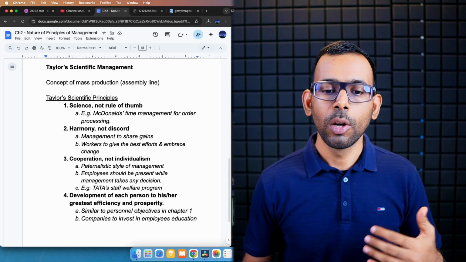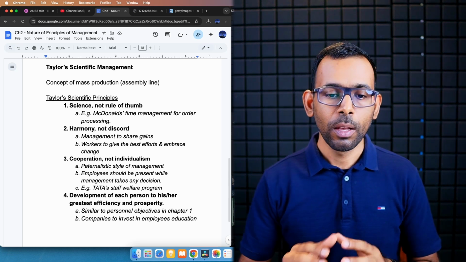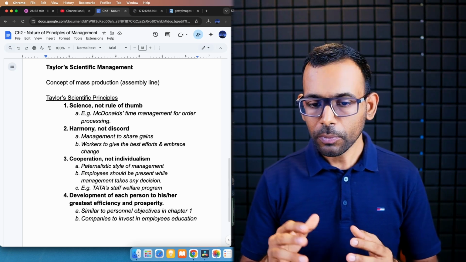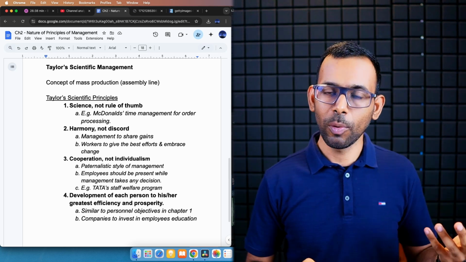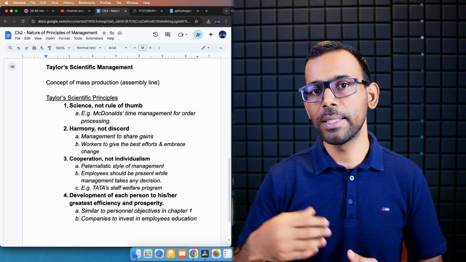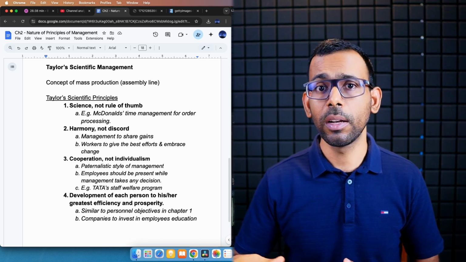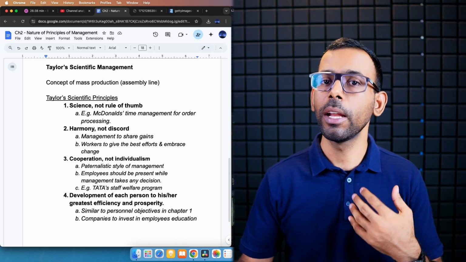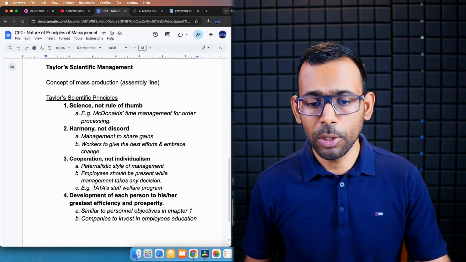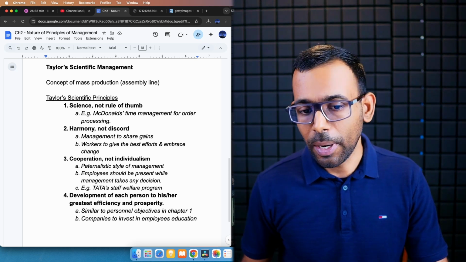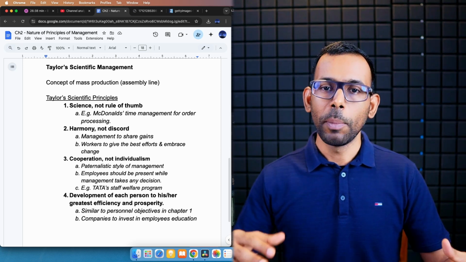Now, what about cooperation and individualism? Cooperation and individualism talks about, again, management should not think that they are the only one, that they are better. At the same time, workers also should not think that they are the only ones, that they are better. Again, both should work in a cooperative manner. More importantly, management should adopt this paternalistic style. What is this paternalistic style?